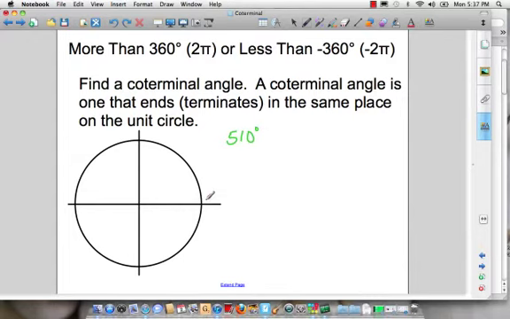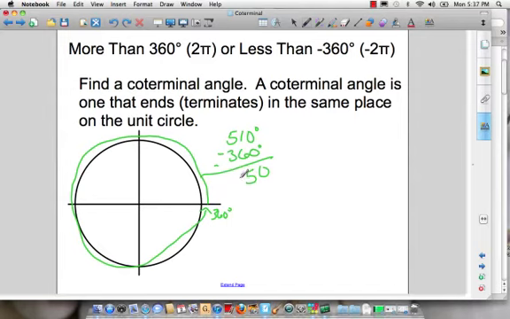Well, we want to find a coterminal angle, so let's think about this. If you go all the way around the circle, that's 360 degrees. But we've gone more than that. How much more? Well, let's subtract 360 from 510. I already have my minus. 11 minus 6 is 5. 4 minus 3 is 1. So 510 is one full revolution plus another 150 degrees.